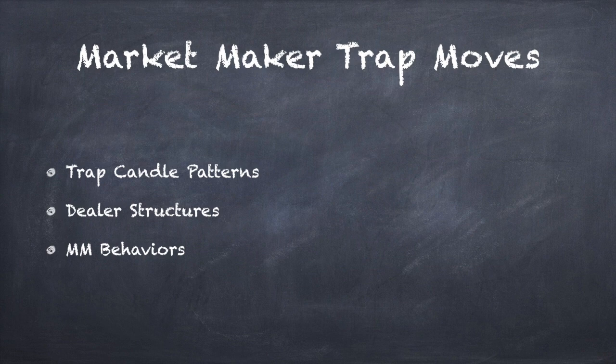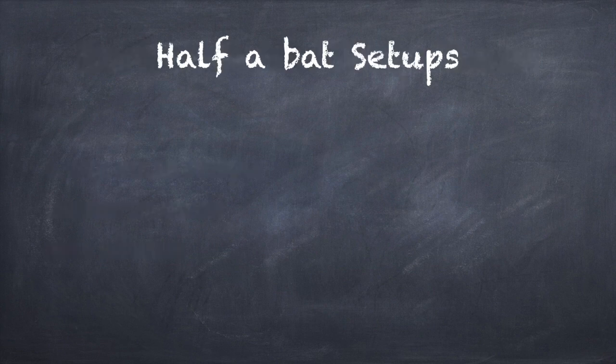But if we know their behaviors, if we know what to look for in the structures they build out, and if we know the trap candle patterns they put out for us, then we know exactly what they're doing and what their way of thinking is, and we can trade with them. So let's get started and talk first about the half a bat setup.